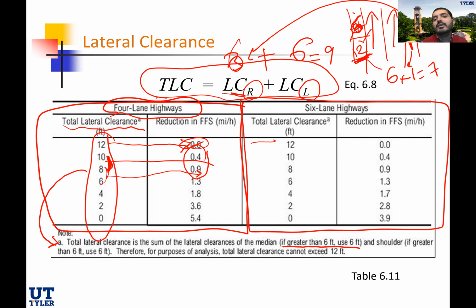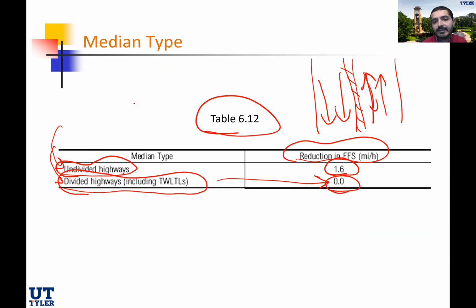And you get into this table. In this table, it can be a six-lane highway, which means 3 lanes per direction, or a 4-lane highway, which is 2 lanes per direction. Here again, table 6-12. If it's undivided, that's not good, and that's why we're going to have a reduction in the free flow speed of 1.6 miles per hour. If it's divided, that's the base condition, so there's no reduction in free flow speed.